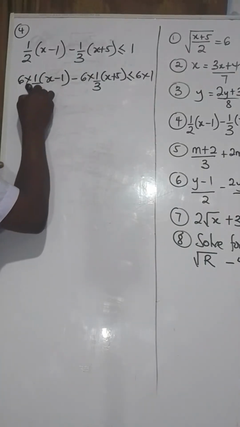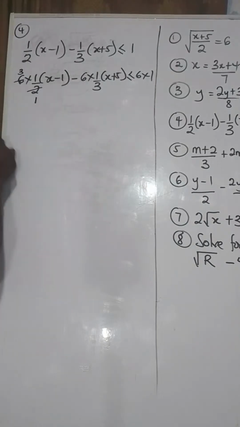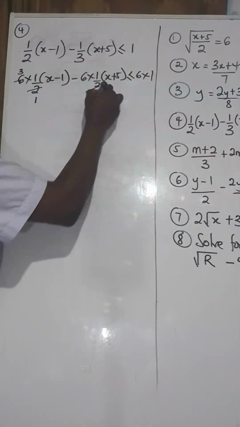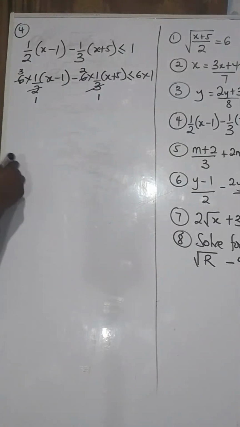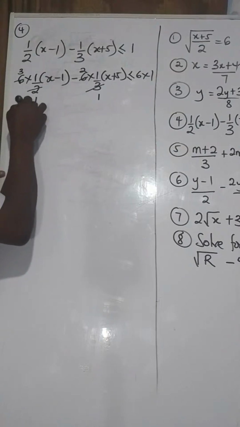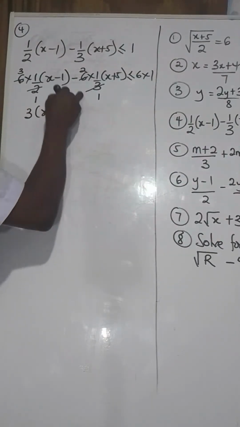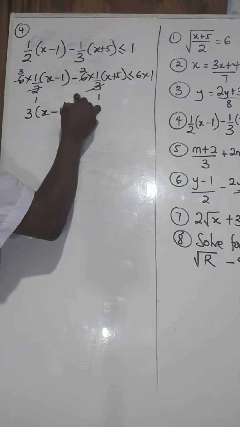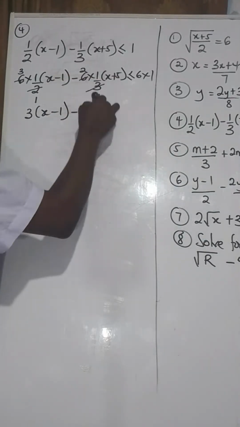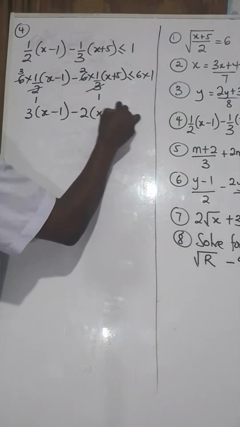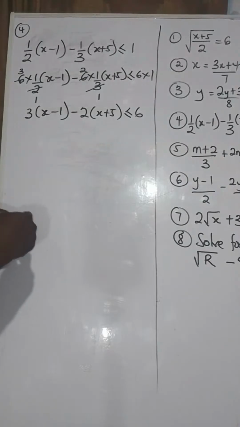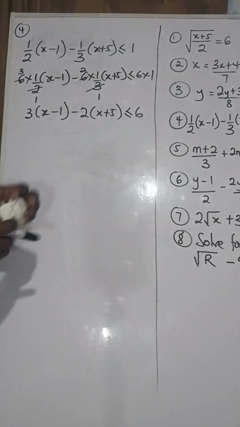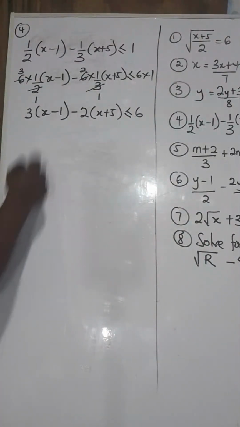So 2 into 6 here is 3 times, then 3 into 6 here is 2. So you have 3 times (x - 1), then 2 times (x + 5), less than or equal to 6. Right. So with this, you have to expand the brackets. Expansion of the brackets here.